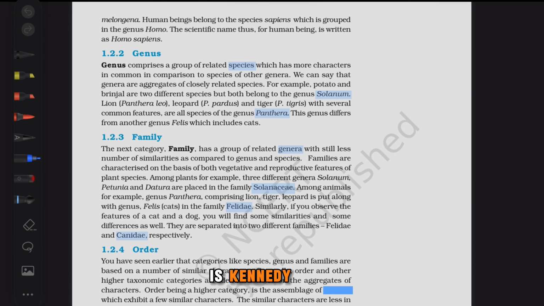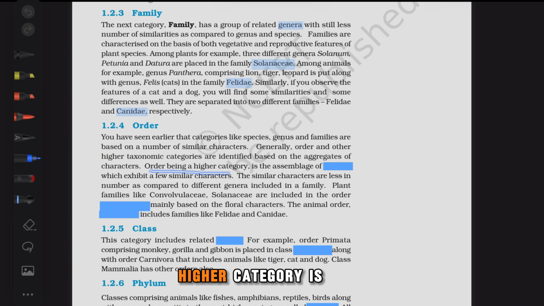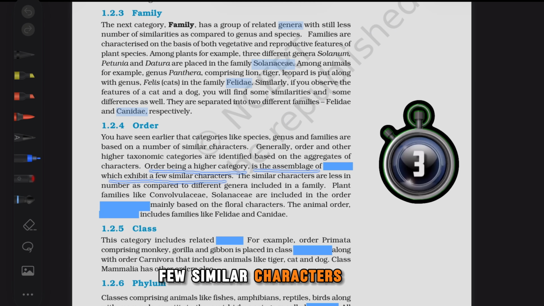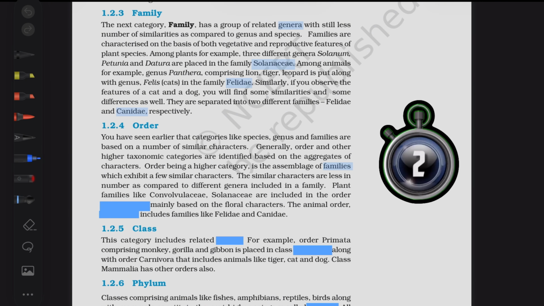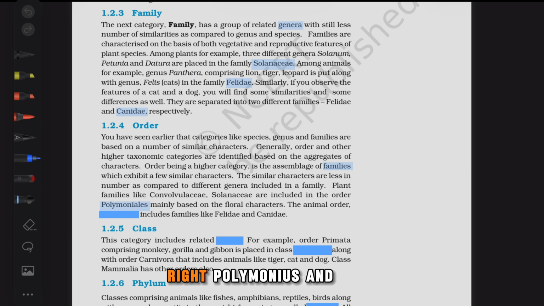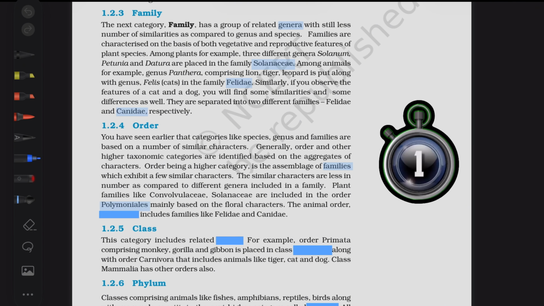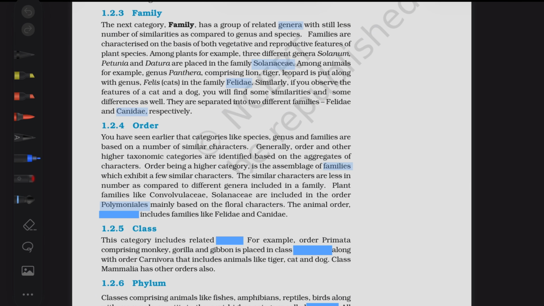Right, the answer is Canidae. Order, being a higher category, is the assemblage of families which exhibit a few similar characters. The answer is families. Plant families like Convolvulaceae and Solanaceae are included in the order Polymoniales, and these are based mainly on floral characters. The animal order Carnivora includes families like Felidae and Canidae.